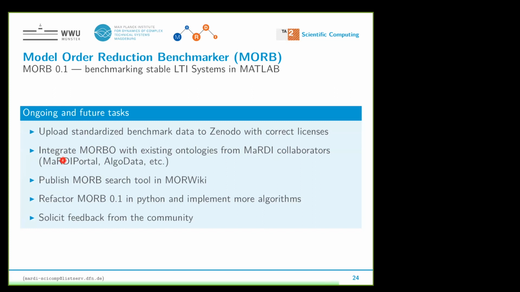The MORBO graph that we have now is supposed to be integrated into the algorithm knowledge graph algodata produced in measure 1. Everything's supposed to get integrated into the MoreWiki, obviously, and a lot of refactoring has to be done. So we get away from the MATLAB prototype to something that is a bit more interoperable, in Python, for example.